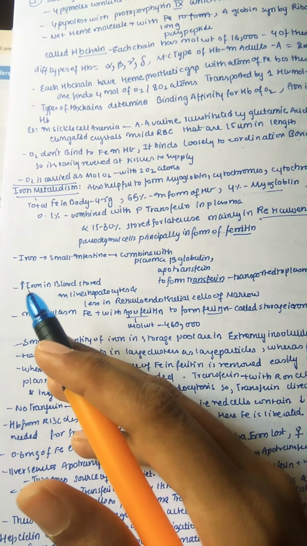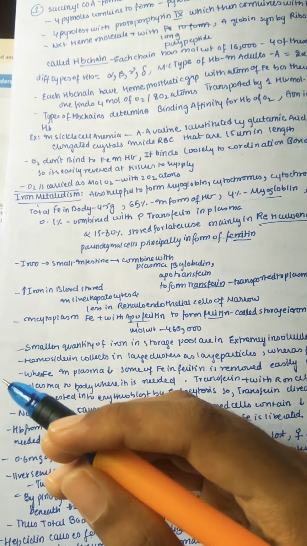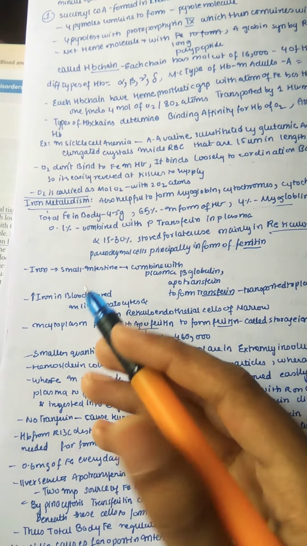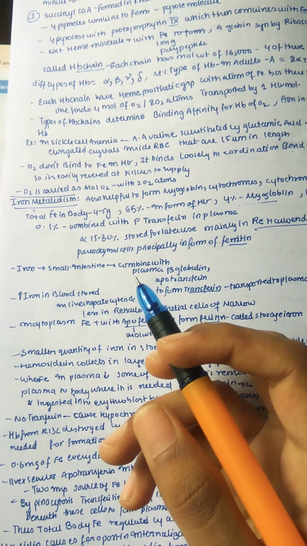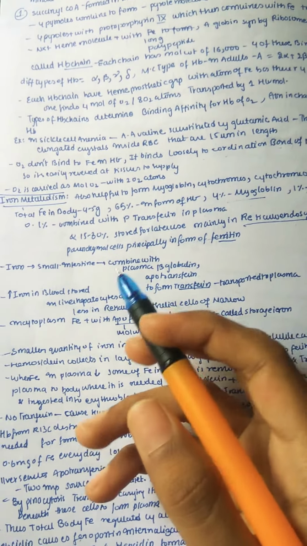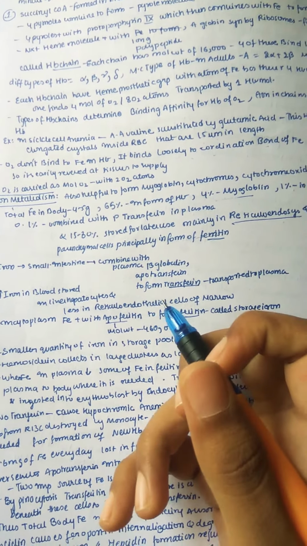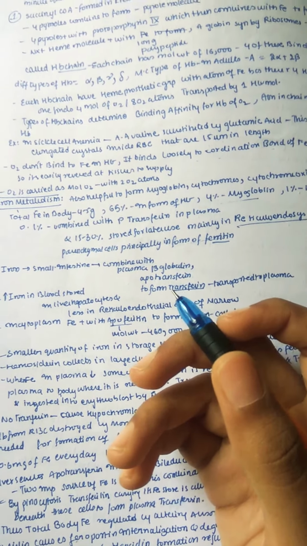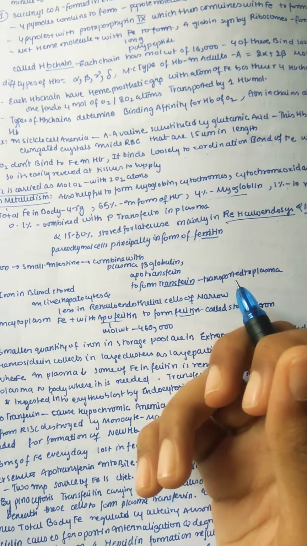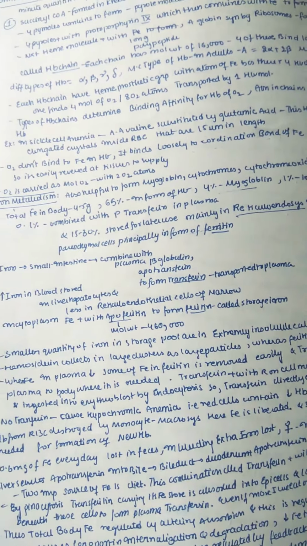So what happens if we take iron? First, iron enters our small intestine. From the small intestine it combines with plasma beta globin and also with apotransferrin to form transferrin. And after that, transferrin is transported back to the plasma.